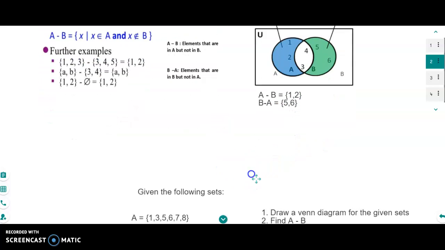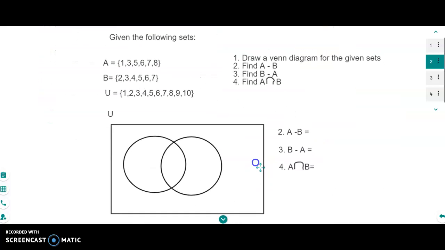So now we continue with a good example of this, okay? So let's see. Given the following sets, we have the set A: 1, 3, 5, 6, 7, and 8. And we have the set B: 2, 3, 4, 5, 6, and 7. We have the universal set that includes all these elements, okay? And even more, here we have 9 and 10, that are not included here. But this set includes all these elements, all right?